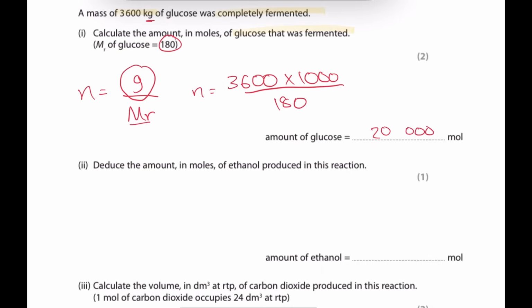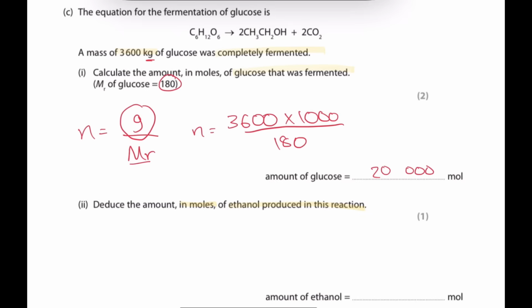Deduce the amount in moles of the ethanol produced in this reaction. Here we look at the ratio. The ratio is given by that big number before our actual product, and this is 2, so it's 1 to 2, so our mole ratio is the same. If glucose is 20,000, then we have double for whatever ethanol is, so we just times it by 2, so it will be 40,000.